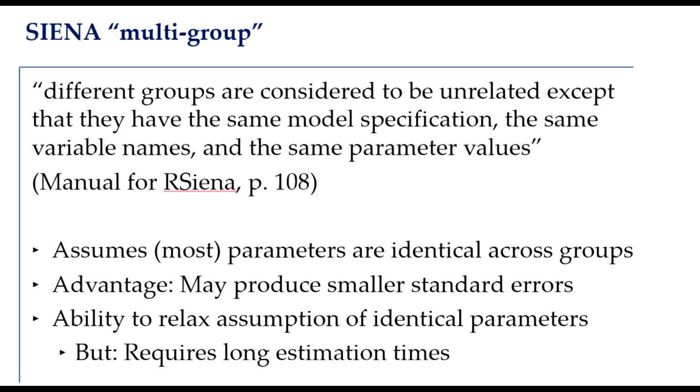Another approach is to use the SIENA multigroup option. The SIENA multigroup option is going to consolidate the separate groups, which are the networks, into a single object where each group is assumed to be unrelated during estimation. This approach assumes that all parameters, except for the basic rate parameters, are identical across groups. This option may produce smaller standard errors compared to estimating separate models for each network, but at the expense of using the same model specification and assuming the parameters have the same values.